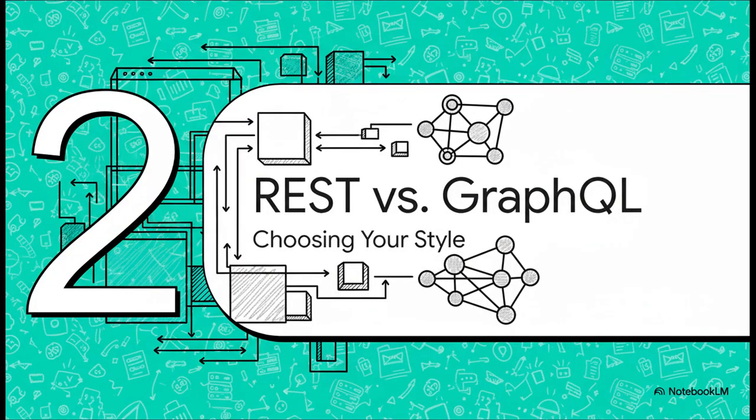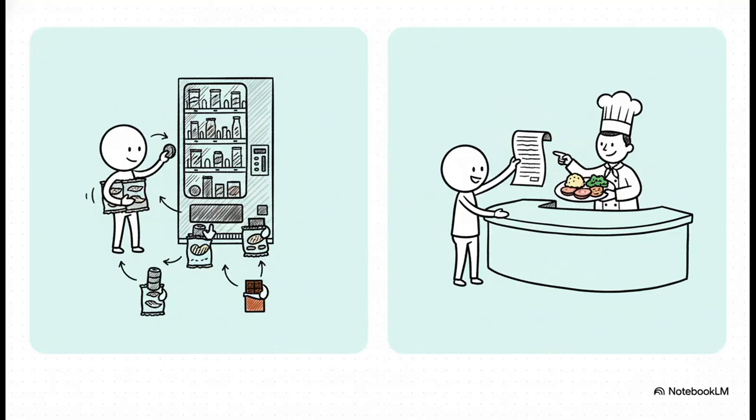Okay, so you know you need an API. Now what? The next huge decision you have to make is picking its architectural style. So let's look at the two big players on the field today, REST and GraphQL. Let's think of it like grabbing a snack. A REST API? That's kind of like a vending machine. You ask for item B4, and you get the entire bag of chips, whether you wanted all of them or not. It's predictable, it's structured.